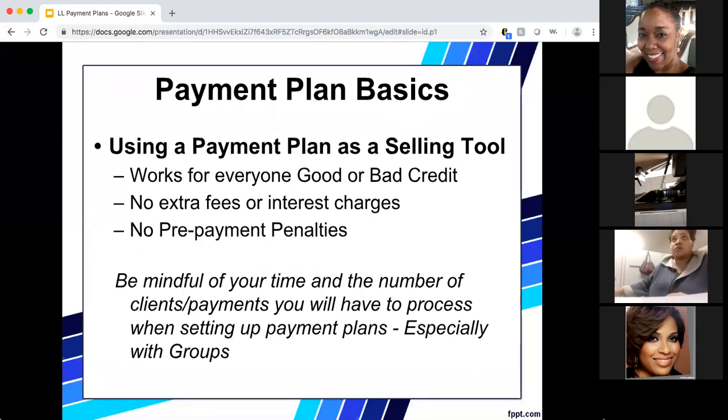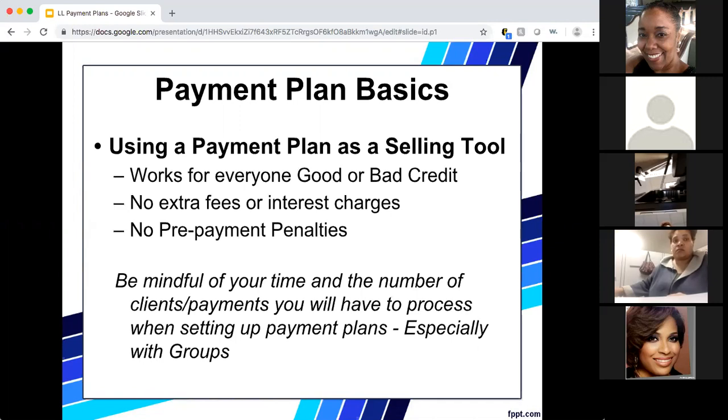Payment plans of this nature work for everyone, whether they have good or bad credit. Sometimes they're thinking, I can't charge my whole vacation at one time. So when you're selling it as a selling tool, when you're talking to someone, you're going to talk about the fact there are no extra fees or interest charges, no prepayment penalties. If they do come into extra money with their tax return or get a bonus at the end of the year on their job, they can pay it off at any time, but you're making it manageable for your client. So you want to make sure that you pay attention to those things and you use that as a selling tool.